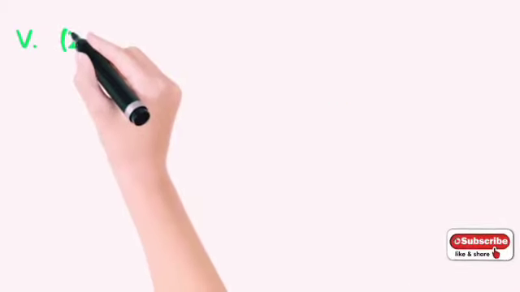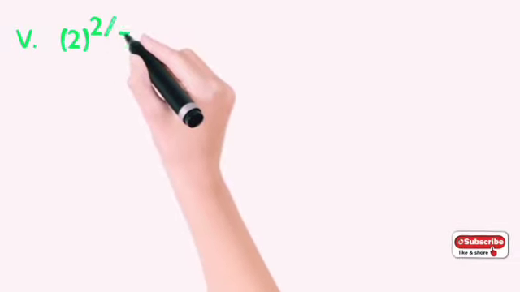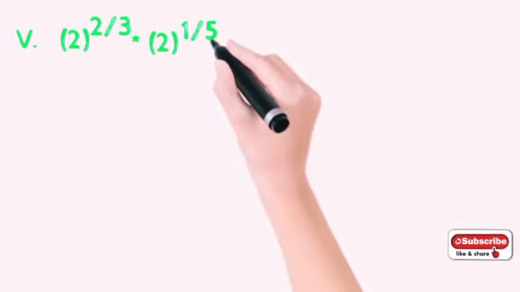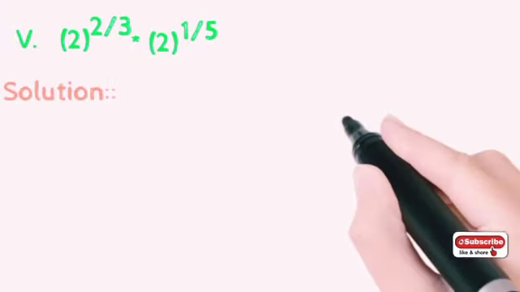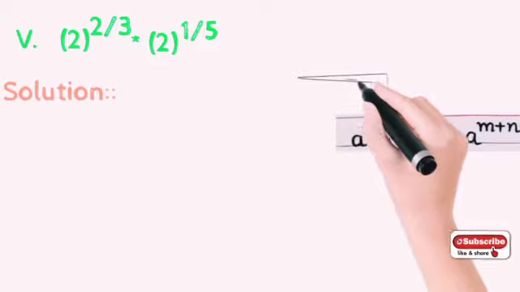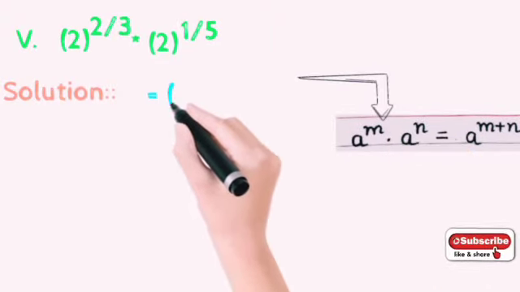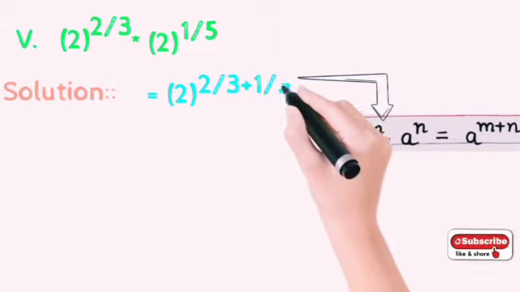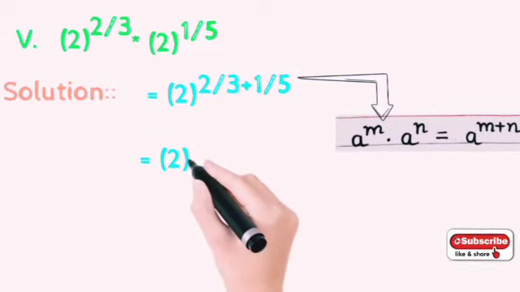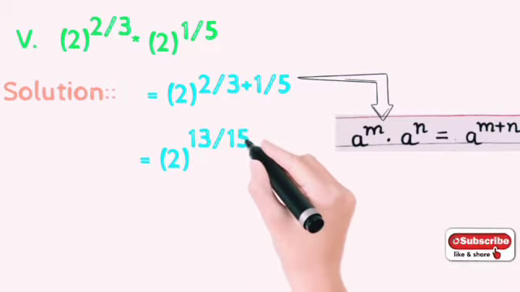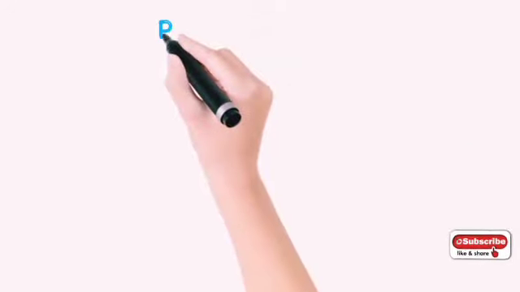Next is question number 5, and this is 2 to the power 2 by 3 multiplied by 2 to the power 1 by 5, which is a different question. The bases are the same, powers are different. It means the powers will be added according to law of exponents number 1 that you can see over here. Now what will happen? 2 to the power 2 by 3 plus 1 by 5, since the bases are the same, the powers will be added, and when you add them you will get 13 divided by 15. So the answer is 2 to the power 13 by 15.